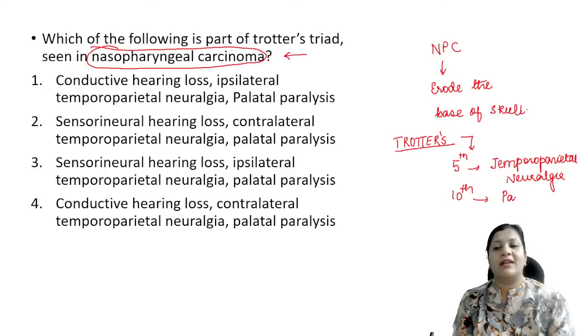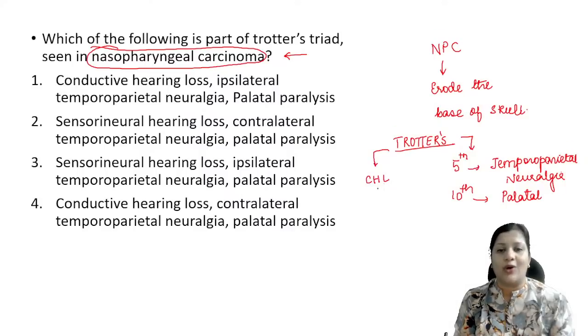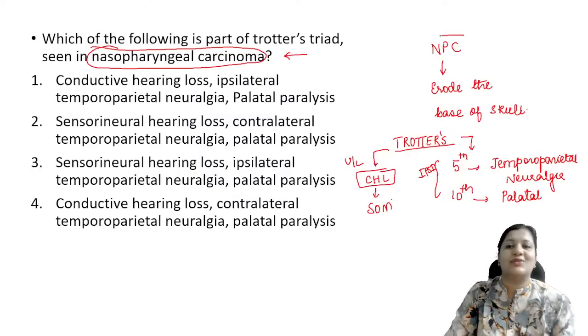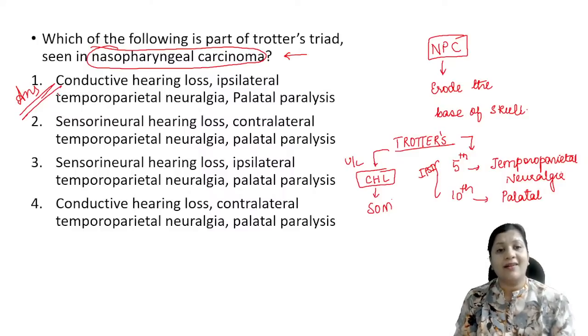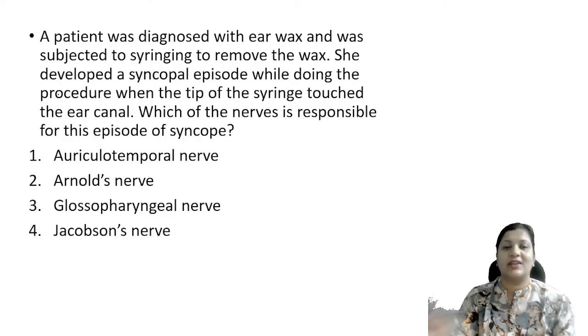So there is palatal paralysis, temporoparietal neuralgia, and there will be conductive hearing loss because of serous otitis media. This unilateral conductive hearing loss with ipsilateral fifth nerve involvement and 10th nerve involvement is called Trotter's triad, which you see in nasopharyngeal carcinoma. So the correct answer is option 1, conductive hearing loss, temporoparietal neuralgia, and palatal paralysis. I think this was an easy question.